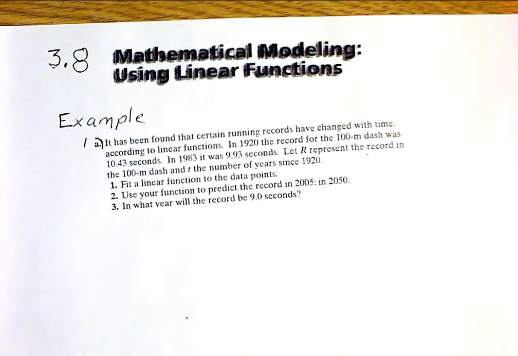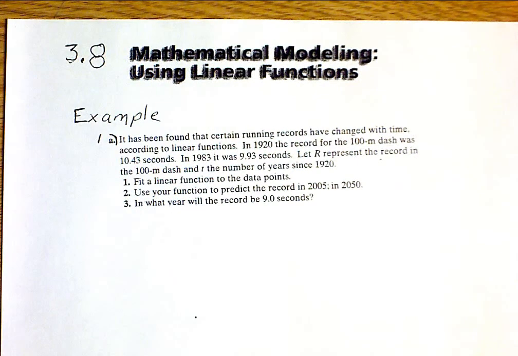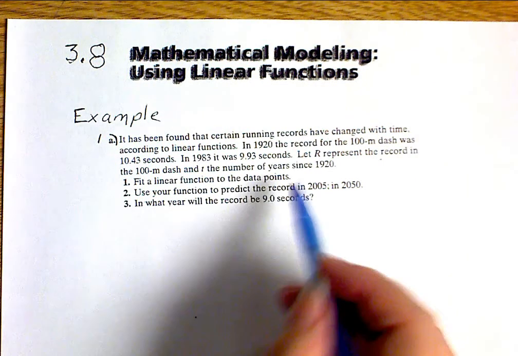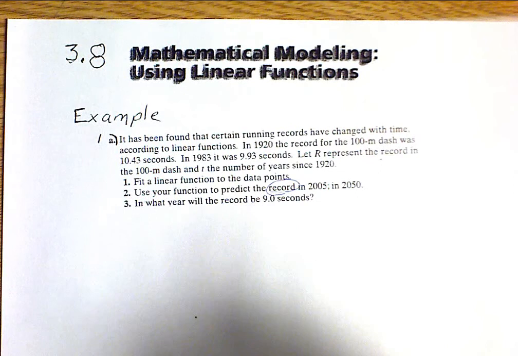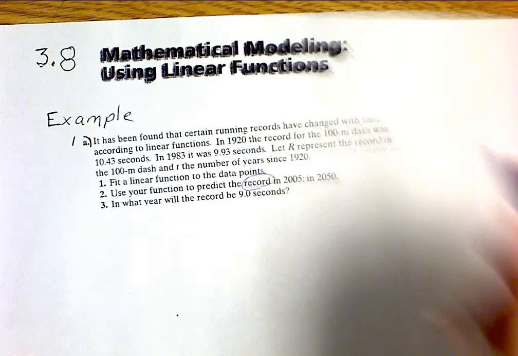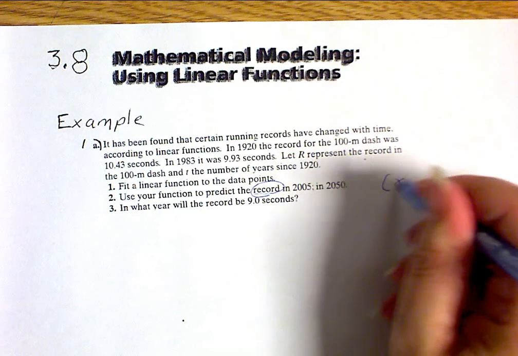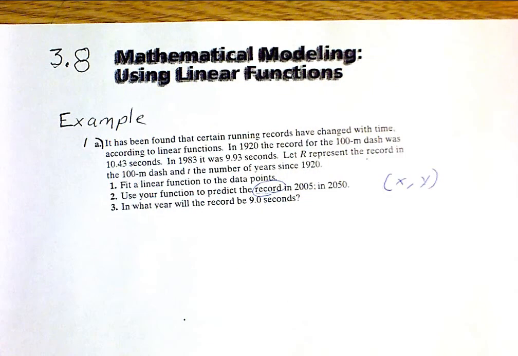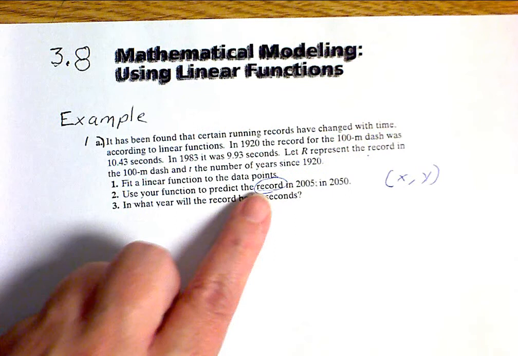So the first thing I want you to know is that the thing it's asking you for, that's your y. So what is it asking us to predict? The record, right? So that is our y value. Remember, we're always looking at a point, x, y. So our records are going to be the y value.